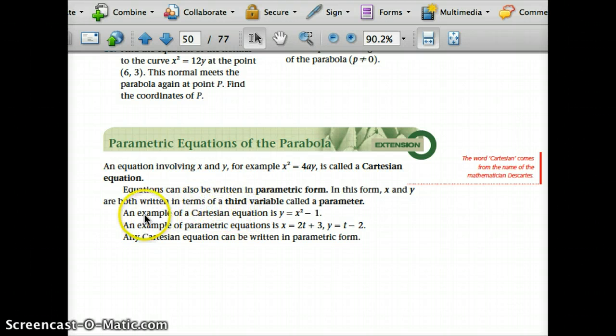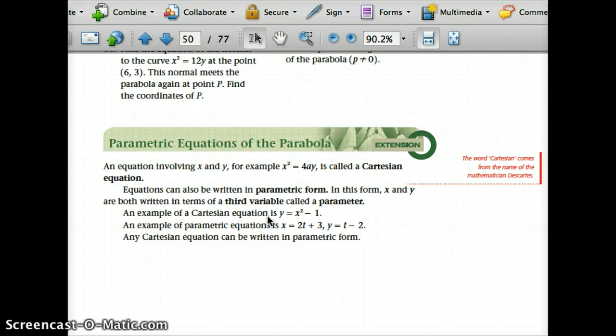If you've got a Cartesian equation, it's something we can put on the Cartesian plane. It's usually like y equals mx plus b, y equals x squared, x squared plus y squared equals r squared, anything like that. What we do with a parametric equation is we make the x part and the y part depend on t. We use some other parameter to link them.